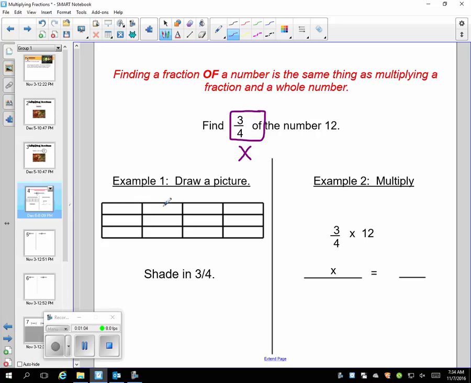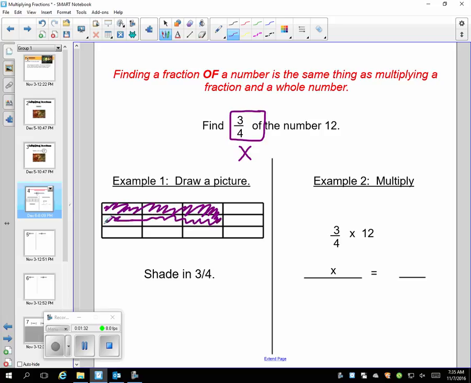So let's draw a picture to see what it looks like, and then let's work out the problem to give you an idea of how you're going to do it mathematically. So here I have 12 rectangles, so I have 12 wholes, and I'm going to shade in 3/4 of them. Well, I can see that they're divided into 4 groups. Here's 1 group, 2 groups, 3 groups, 4 groups, and so I want to shade in 3/4 of them. So that means I'm going to shade in all of these.